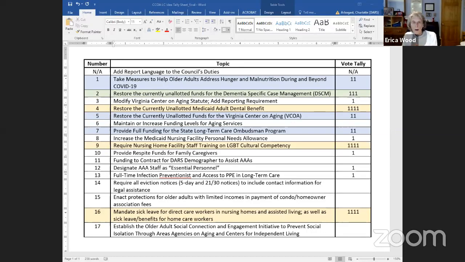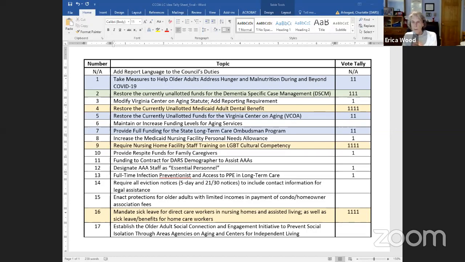Okay. All right. So given that, Jennifer was just mentioning number 5. Well, she was mentioning the Virginia Center on Aging. There's actually 2 items that focus on the Virginia Center on Aging, but number 5 focuses on its funding and restoring the unallotted funds. The Virginia Center on Aging gives a whole number of small grants for geriatric and gerontological training, and is key in the development of those skills throughout the state. There were funds allocated, 100,000 in each year of the biennium, and then those funds were unallotted.